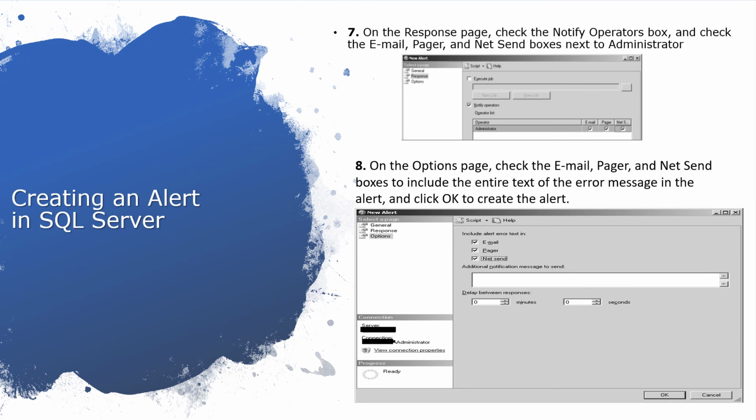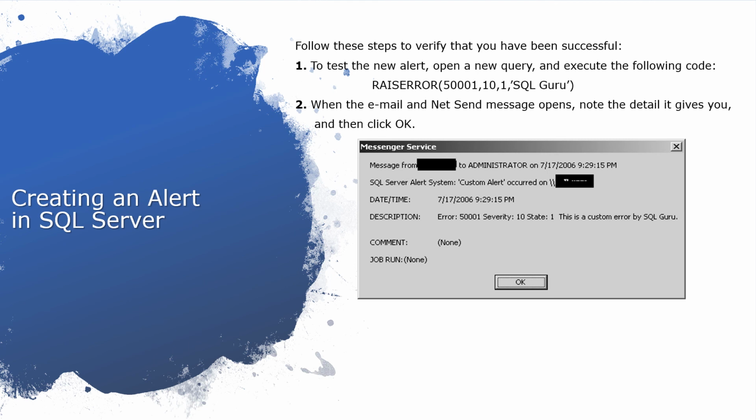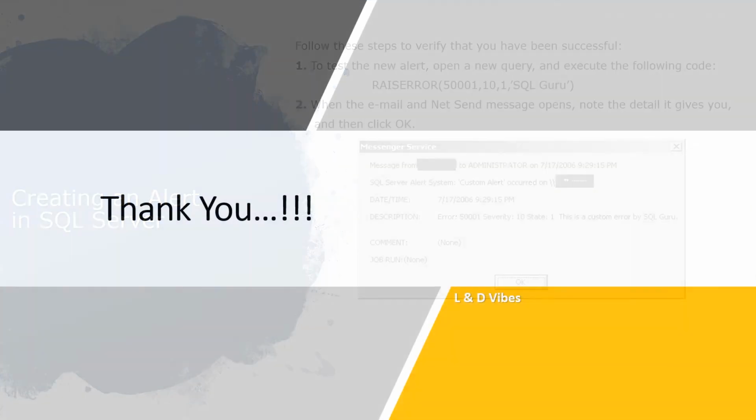We can see in the below screenshot that we have selected the email, pager and net send and clicked on the OK. Follow these steps to verify that you have been successful. To test the new alert, open a new query and execute the following code: RAISERROR 50001, 10, 1, 'SQL Guru'. When the email and the net send message opens, note the detail it gives you and click OK.